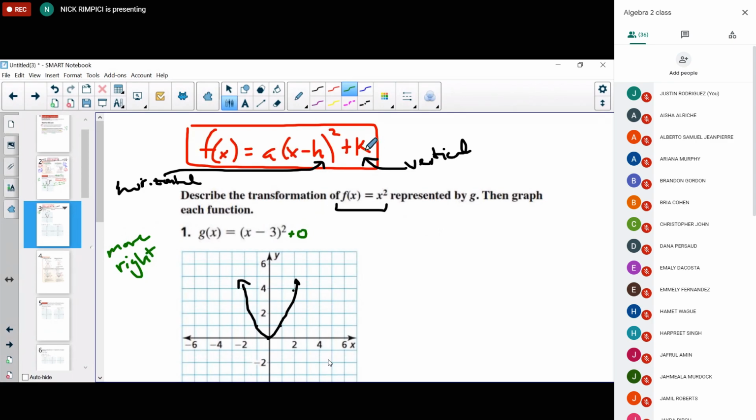So in the k position is 0, so we're not going to be moving up or down. So no up or down. So moving right. The claim is it's going to move right. Let me check this out. Let's see if it moves right. I have to do (x minus 3) squared. Let me do that.